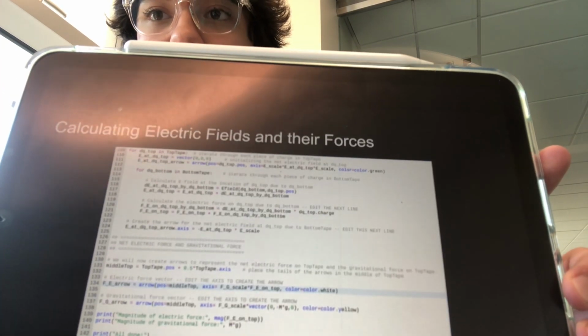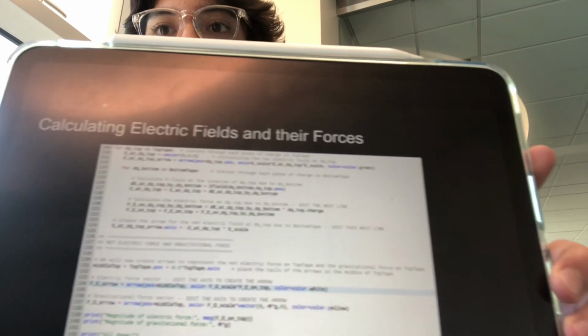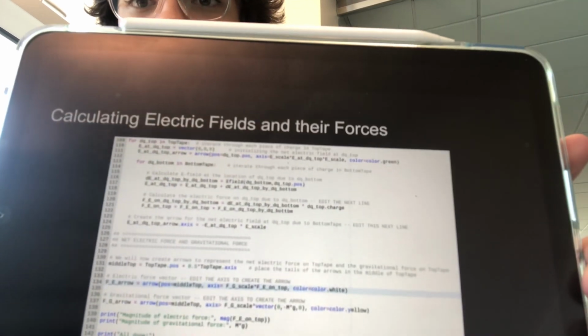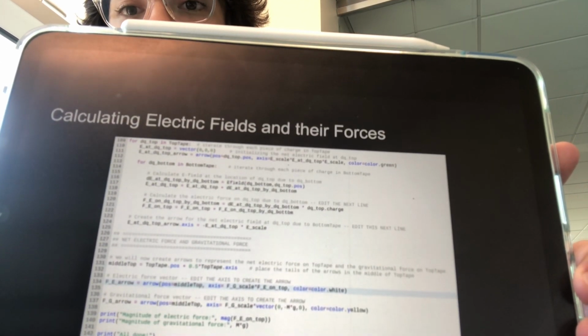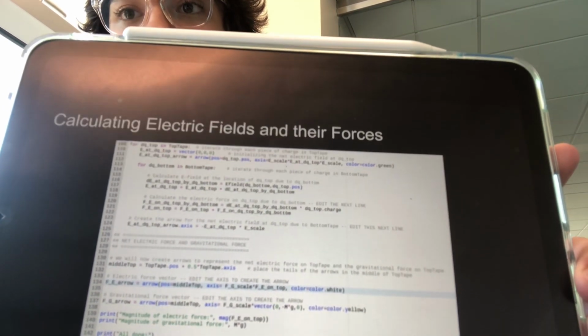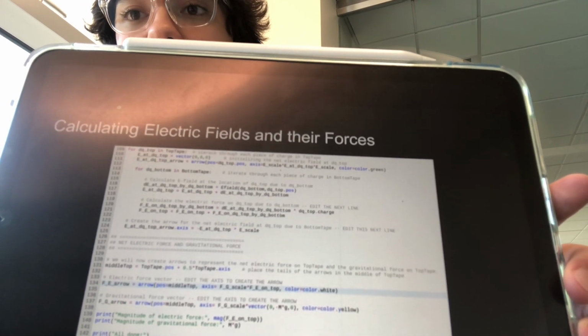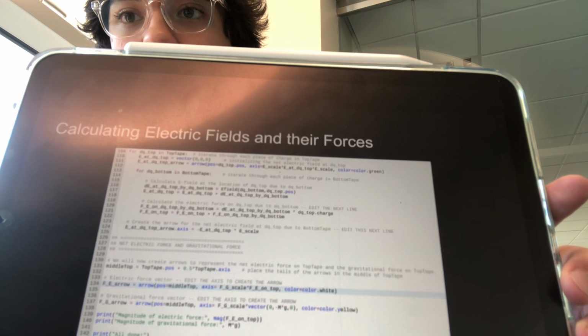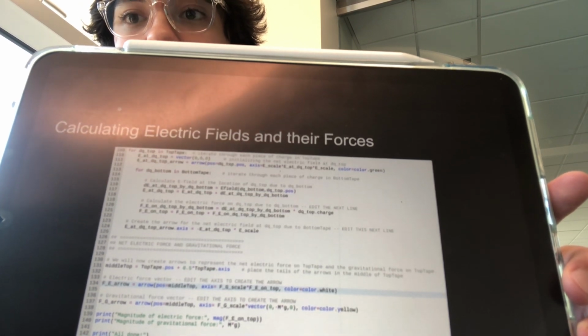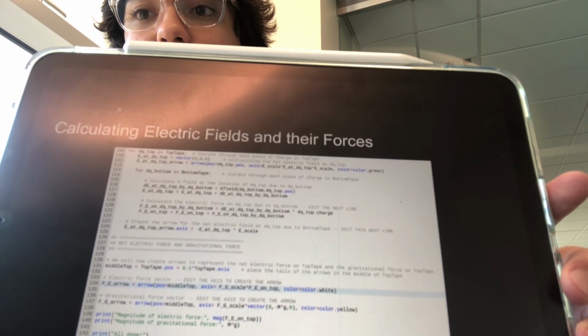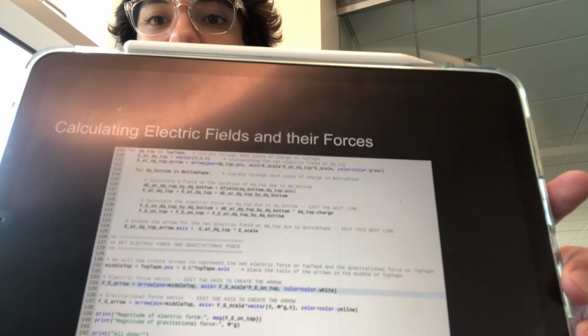Calculating the electric fields, we did this by using superposition to find the net electric fields and finding the force at the top and the bottom. And then we printed the magnitude of both the electric and gravitational forces.